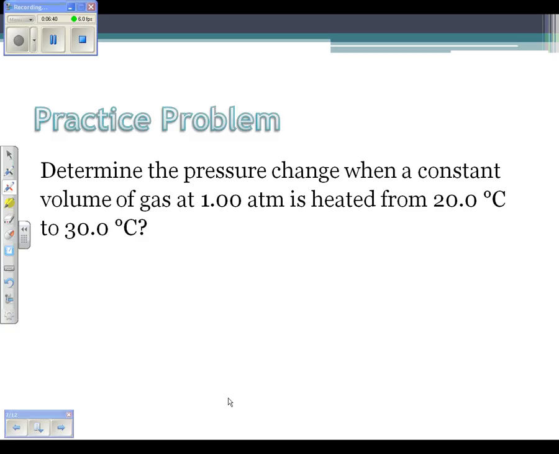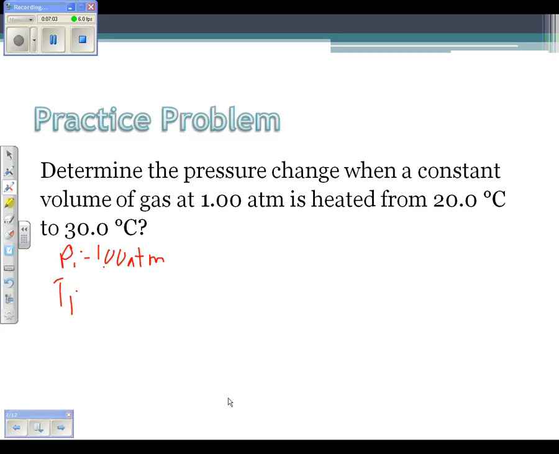Determine the pressure change when a constant volume of a gas at 1 atmosphere is heated from 20 degrees Celsius to 30 degrees Celsius. As we know, the Gay-Lussac law is P1 over T1 is equal to P2 over T2, and we will use this to solve the problem.